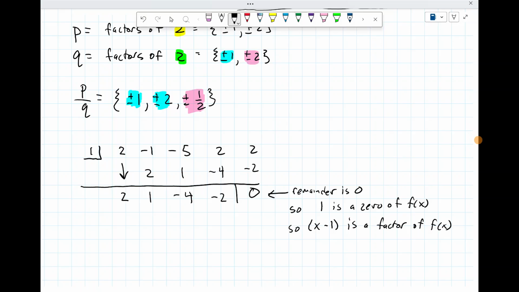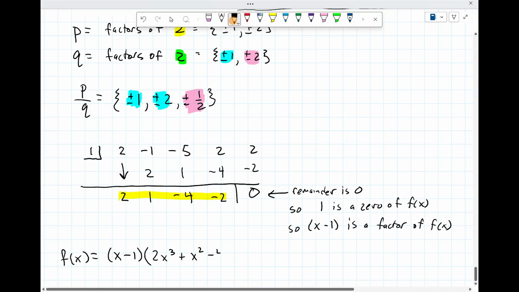And so I can actually rewrite f of x like this. I have my factor x minus 1, and what's left over when I factor out that x minus 1 will be precisely this polynomial. Now remember, we started with x to the 4th, so my first term in this polynomial would be x to the 3rd. We just go down 1 when we divide using synthetic division, plus 1x squared minus 4x minus 2.